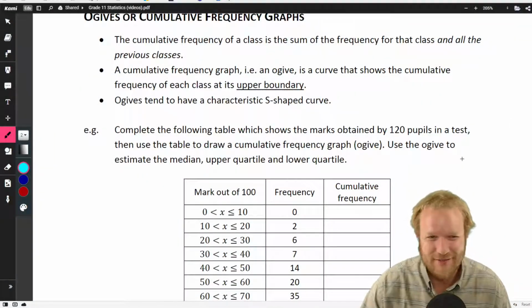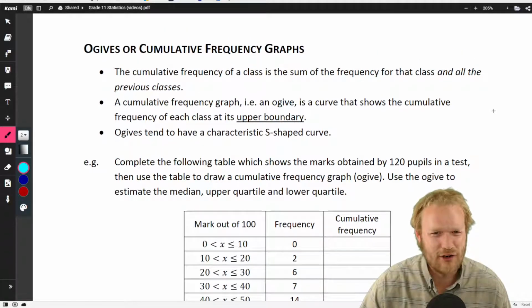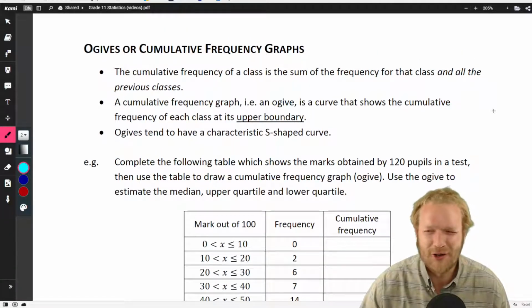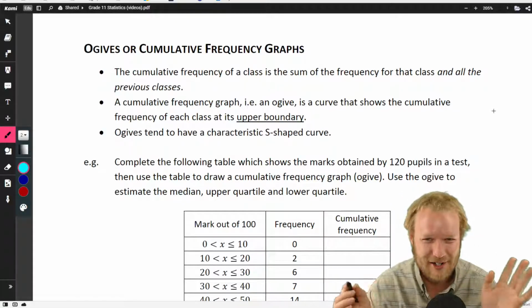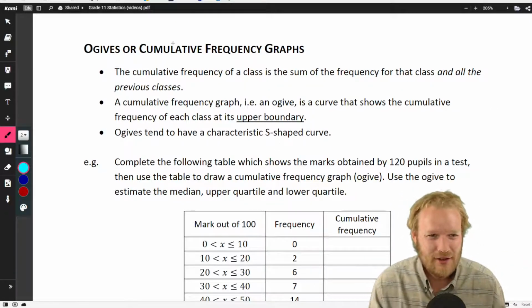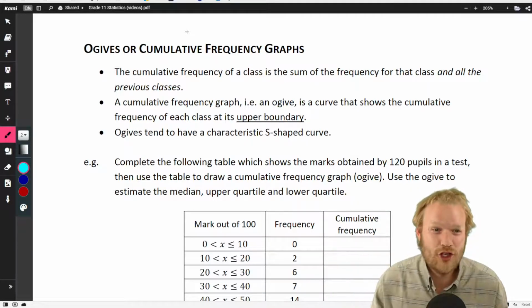So here are O drives, or cumulative frequency graphs. O drive sounds a lot cooler, doesn't it? Okay, so here we are. Cumulative frequency of a class. Okay, so cumulative, if we accumulate, we're adding.